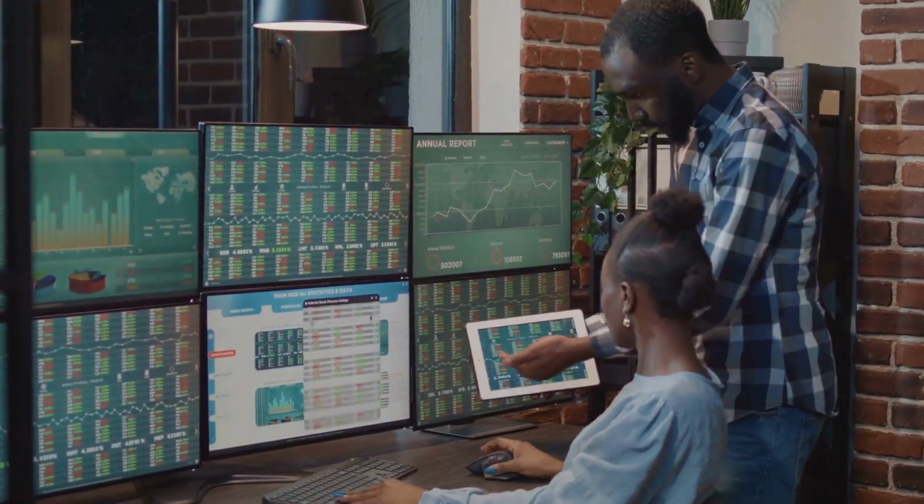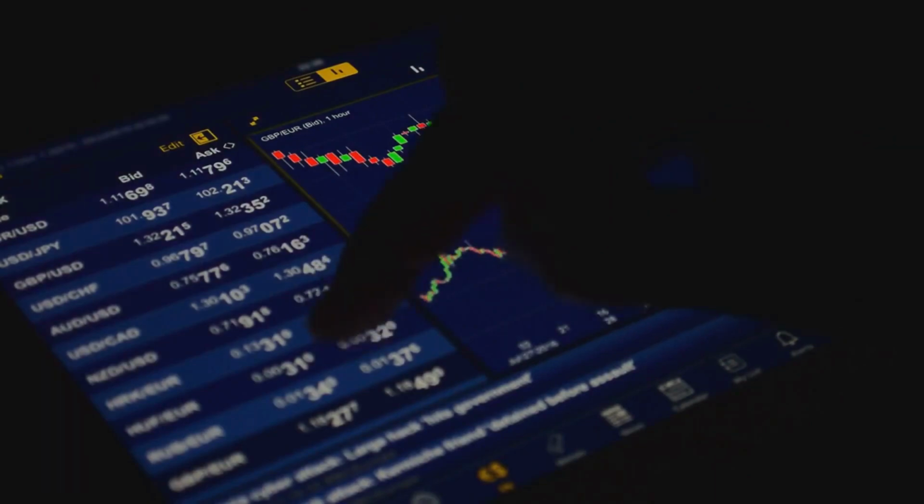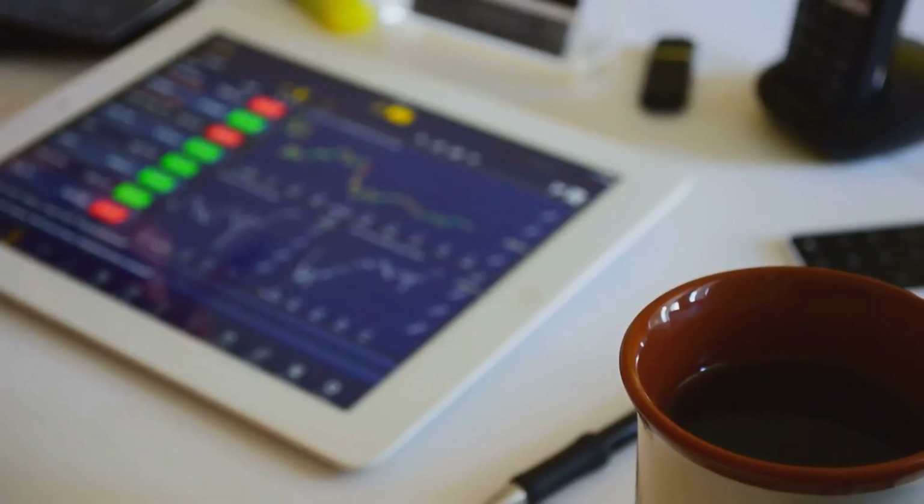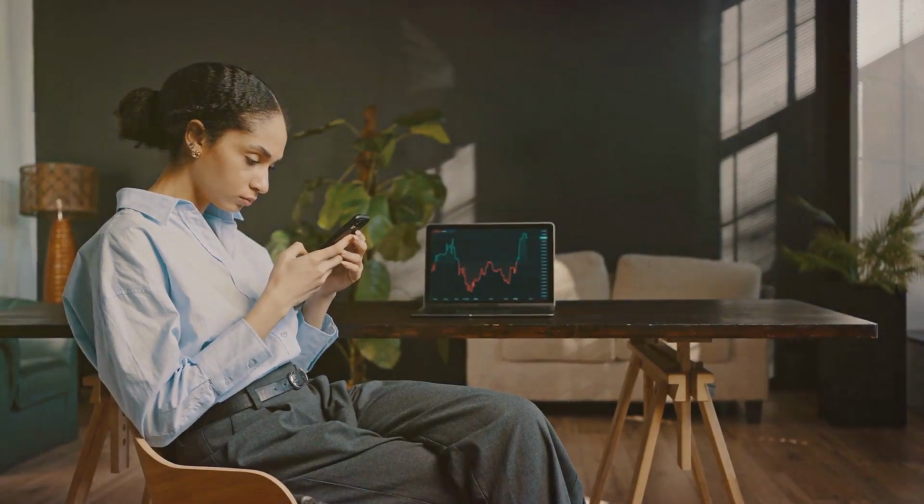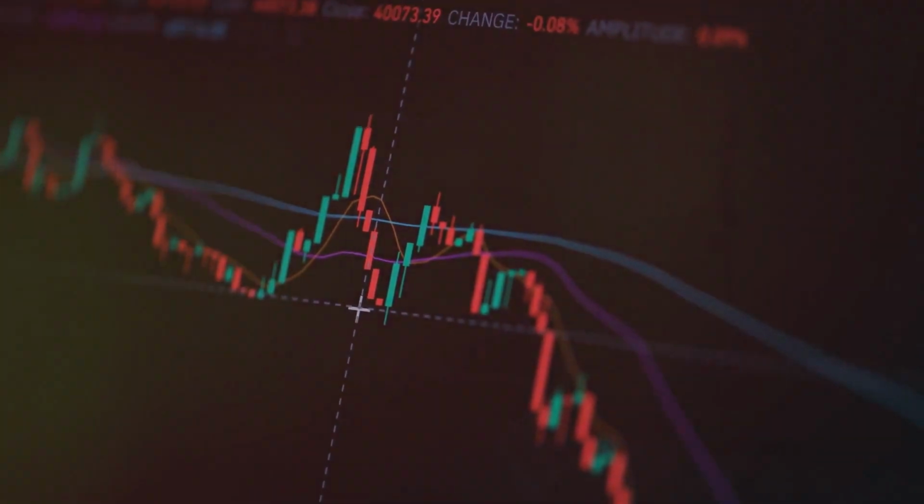Now, let's talk about paper trading. It's like a dress rehearsal for a play, a chance to practice your moves before the actual performance. Paper trading allows you to simulate trades without any real money at stake. It's a fantastic way to practice your strategies, analyze outcomes, and make adjustments in a risk-free environment. It's like testing the waters before diving in. Remember, practice makes perfect, and paper trading is a risk-free way to practice trading without using real money.